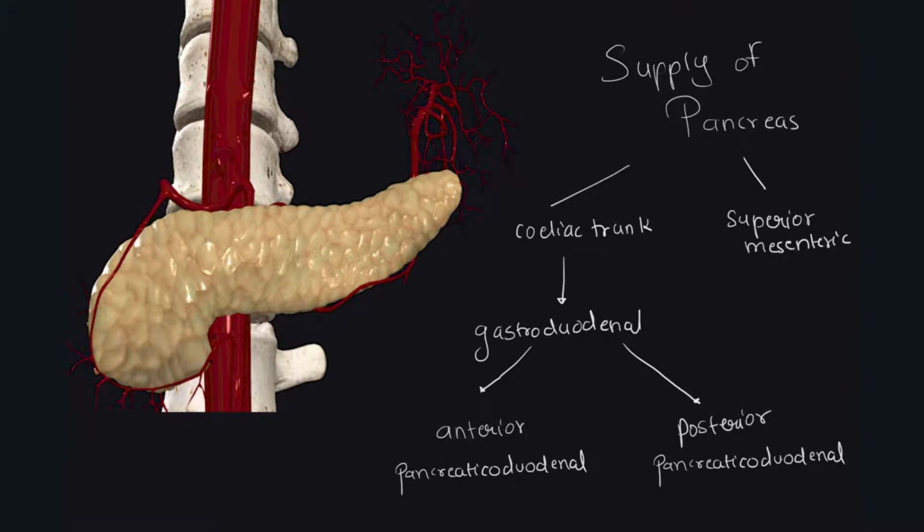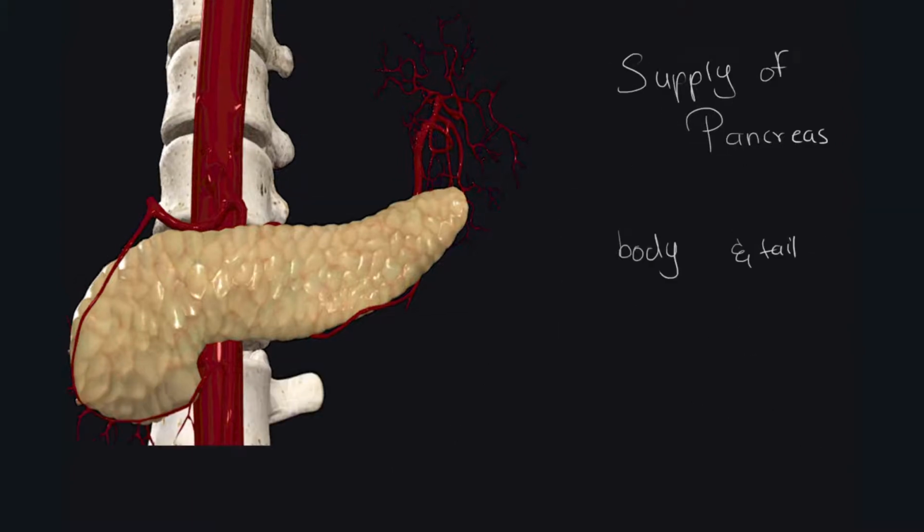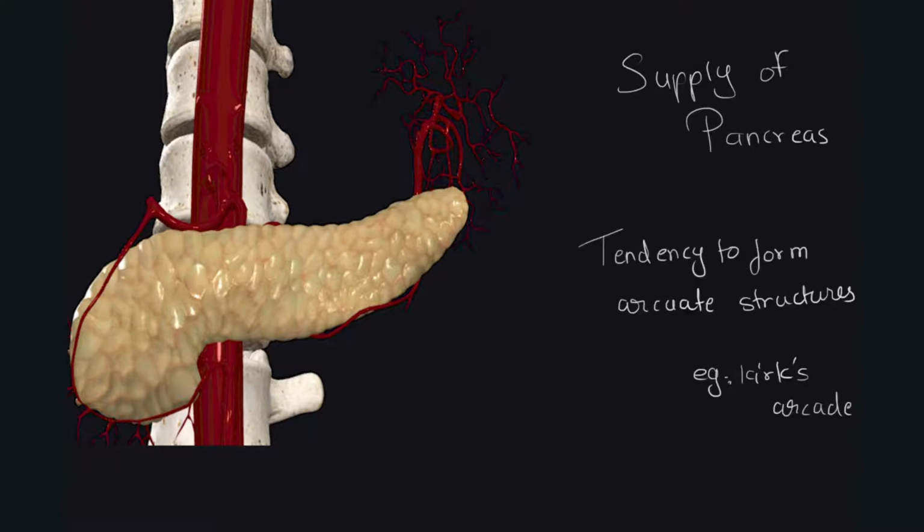And coming off of the superior mesenteric, we can find the inferior pancreaticoduodenal. The body and the tail of the pancreas have a different supply, namely the splenic artery and then the dorsal artery. There are also certain arcades or anastomoses of arteries that form arc-like structures around the ventral side of the pancreas, and all around the pancreas to be more precise. One such example of an arcade is known as Kirk's arcade.